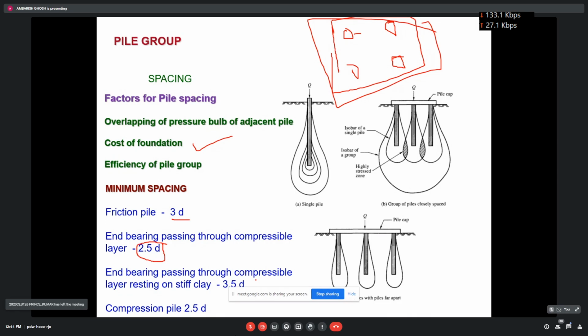Then end bearing passing through compressible layer resting on stiff clay, in that case 3.5D, and for compression piles this is 2.5D. So you can see that in most of the cases your spacing will vary from 2.5D to 3D. So this is the idea how we fix up the spacing of piles in a pile group. If any doubt is there, you tell me.